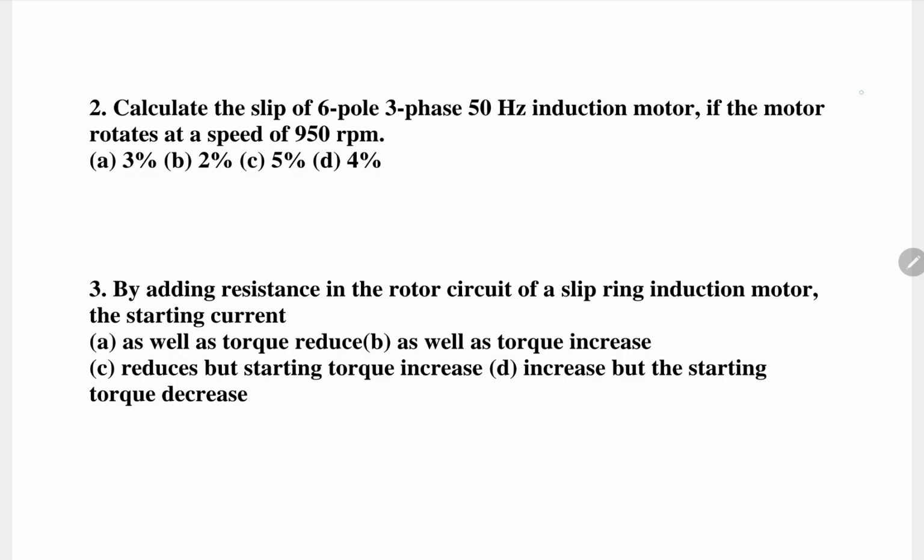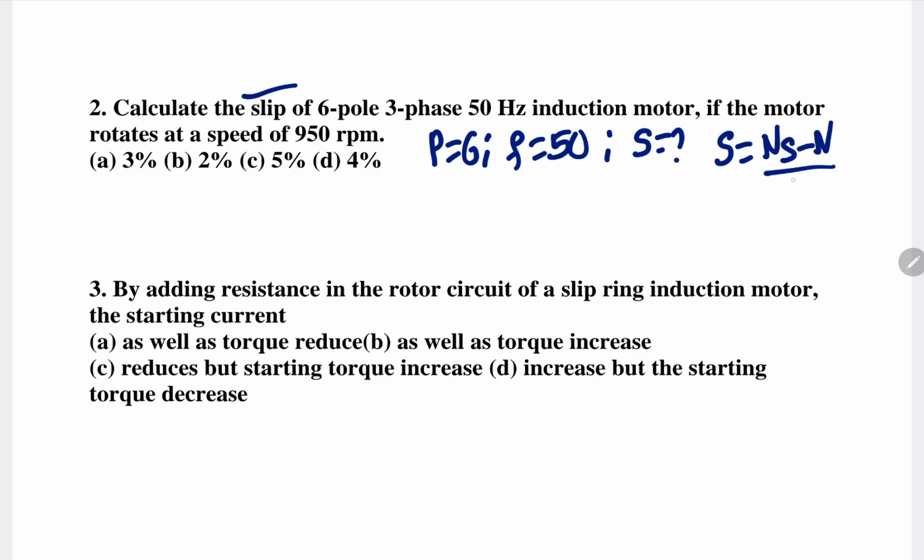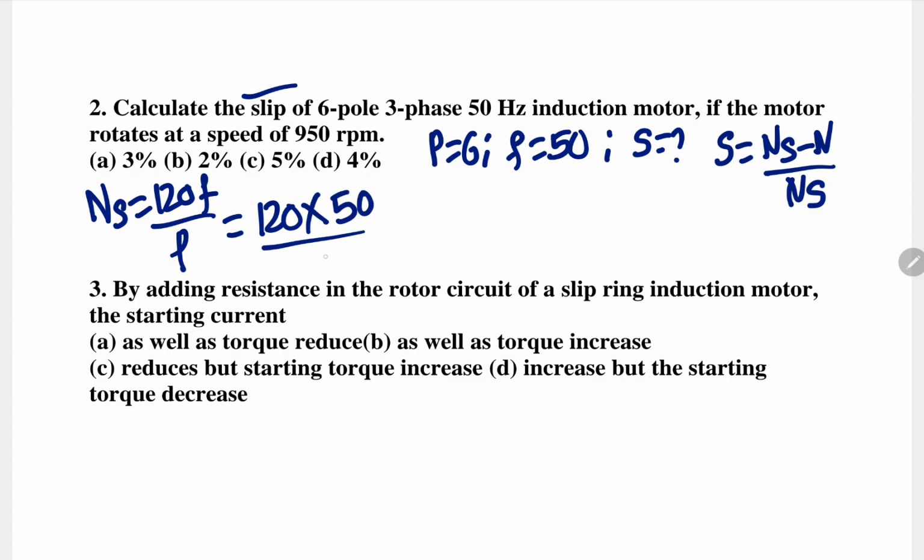Next, calculate the slip of 6 pole 50 Hz induction motor. So P is equal to 6, F is equal to 50 Hz. Then what we have to calculate? Slip we have to calculate. S we have to calculate. So what is the S formula? Ns minus N divided by Ns. So what is the Ns formula? Ns is equal to 120 F by P. That is equal to 120 into F is 50 and P is 6, 6 2s are 12, so it is 1000.